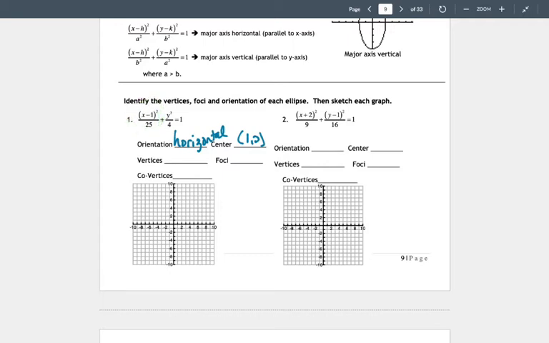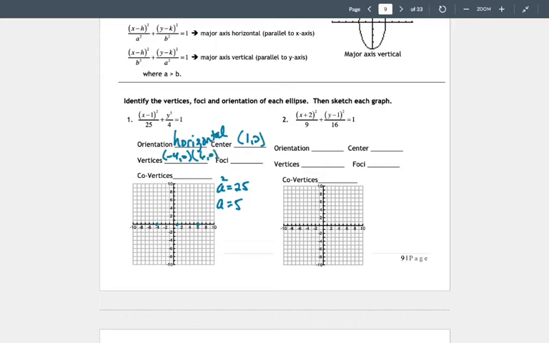Okay, so I'm going to plot that center first, right here at 1, 0. My a value is under the x because it's bigger, so my a squared is 25, which means a equals 5. Because it's horizontal, I'm going to go from the center 5 units on either side of the center. So that puts one point right there, and one point right there. So my vertices, the vertices are always on the major axis. They're going to be at -4, 0, and at 6, 0.